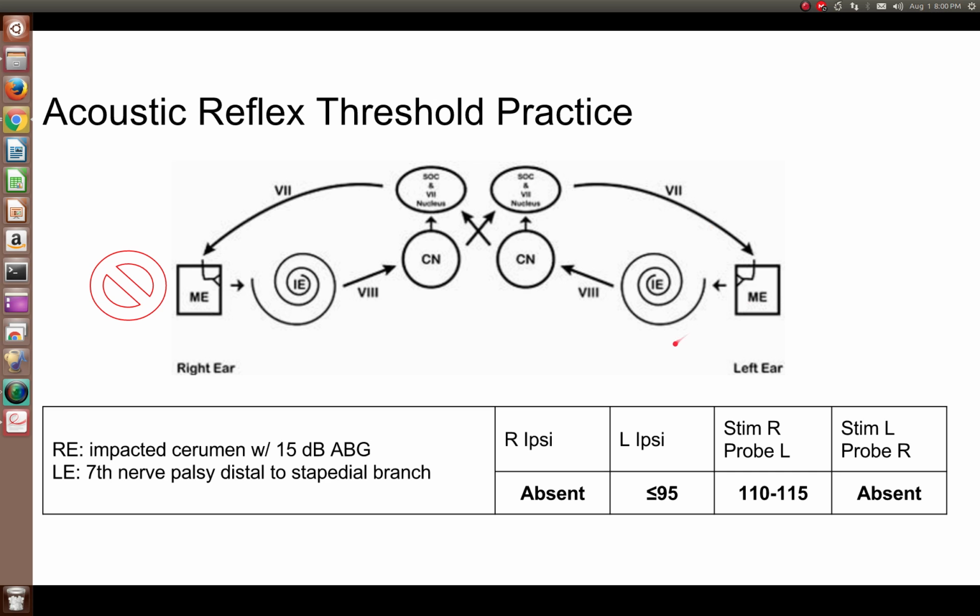So let's go and figure out how we got left ipsi and right contra the way we did. Well, if we look at the left ear here, I don't have a pathology mark anywhere on the left ear. That's because, again, we're going to treat it like a normal ear. That seventh nerve palsy is below the level of the stapedial branch. And let me show you what I mean by that.